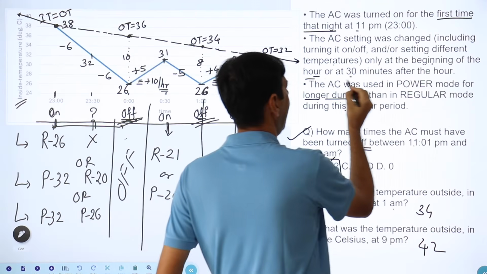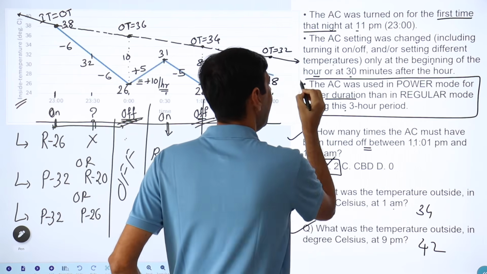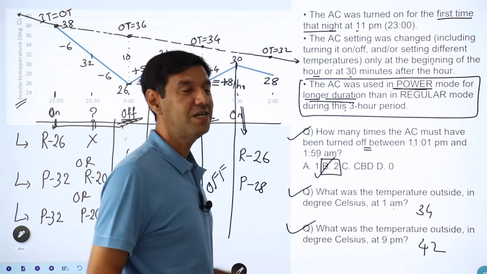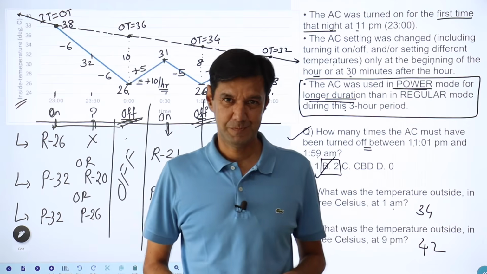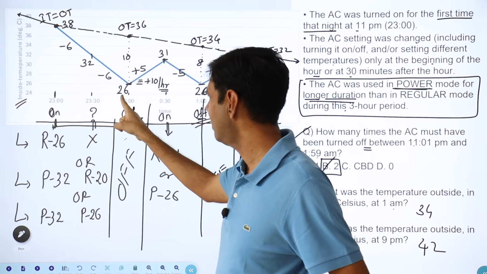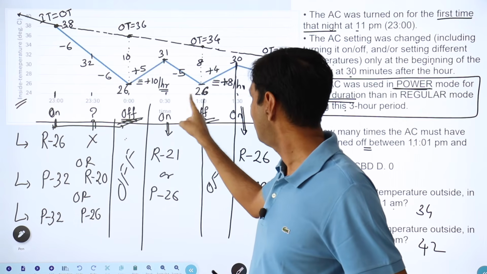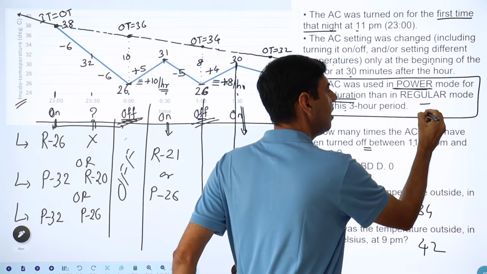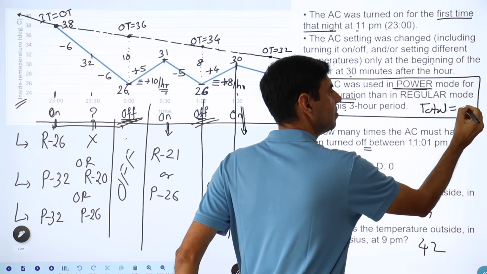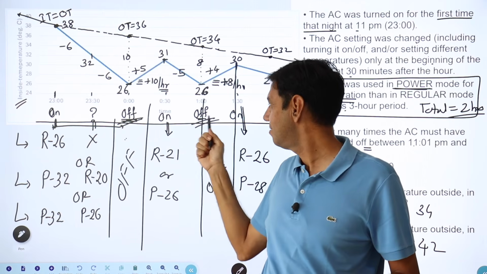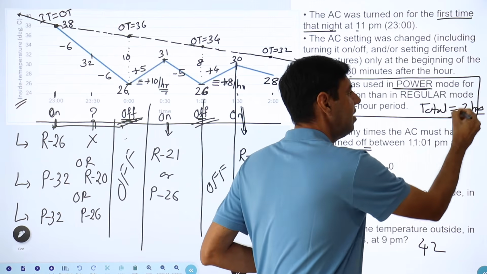Now comes this part, students. The AC was used in a power mode for longer duration than regular mode. First, let's see till how much time was the AC used. 1 hour, half an hour, half an hour. AC is used only for a total of 2 hours. For half an hour in between and half an hour in between it is shut. So total is 2 hours.